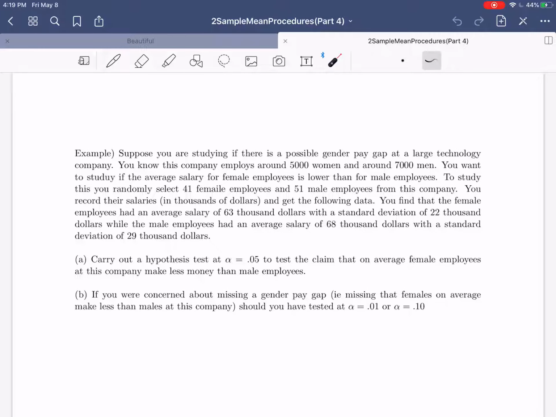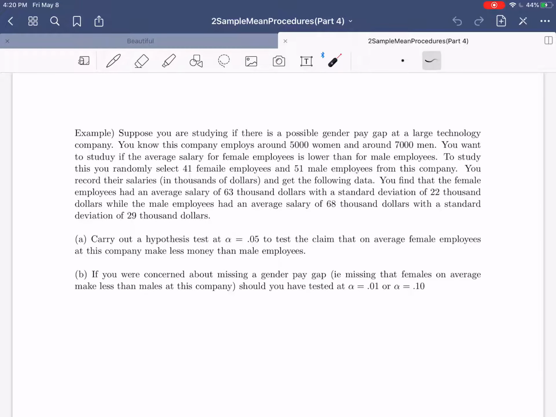For our first example here, we're going to suppose that you're studying if there's a possible gender pay gap at a large technology company. You know that this company employs around 5,000 women and around 7,000 men. You want to study if the average salary for female employees is lower than for male employees. To study this, you randomly select 41 female employees and 51 male employees from this company. You then record their salaries in thousands of dollars, and you get the following data. You find that the female employees had an average salary of $63,000 with a standard deviation of $22,000, while the male employees had an average salary of $68,000 with a standard deviation of $29,000.